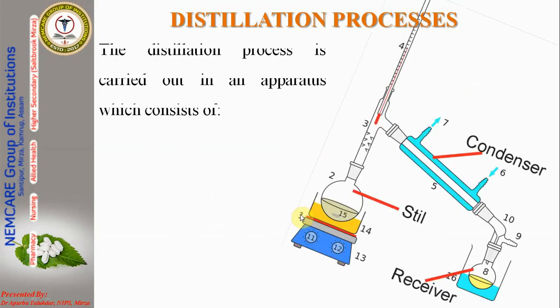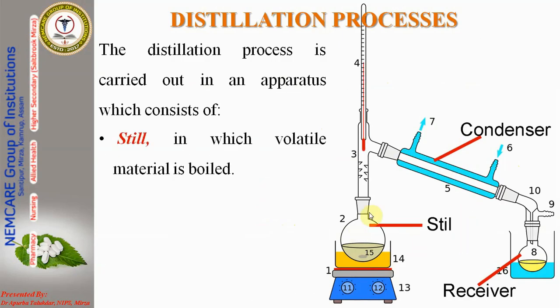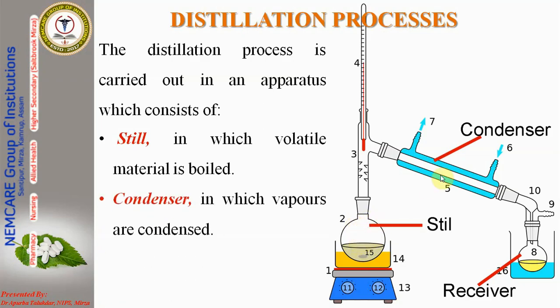The distillation process is carried out in a specific apparatus, and this apparatus contains various parts. Firstly, it contains a still in which the volatile material can be boiled. So you can see here, this is the still where we are going to take the sample and where the liquid is going to convert into vapor. This is one part. Another part is called the condenser. This is the condenser which is going to convert the vapor into liquid.